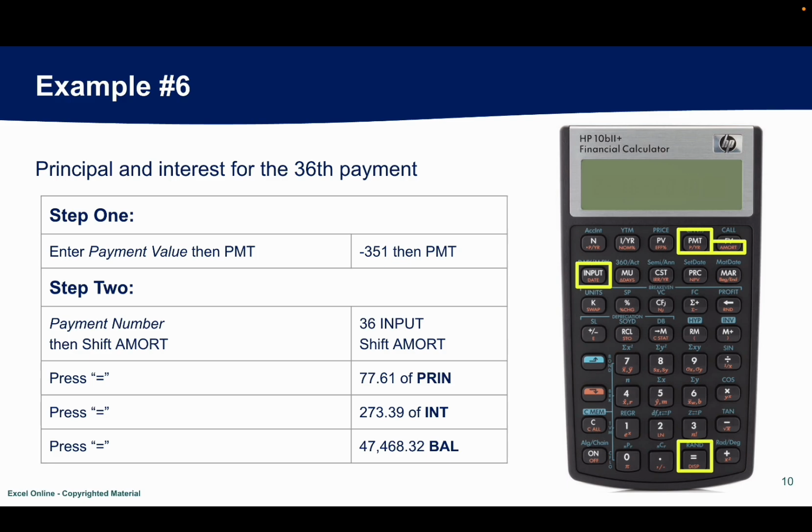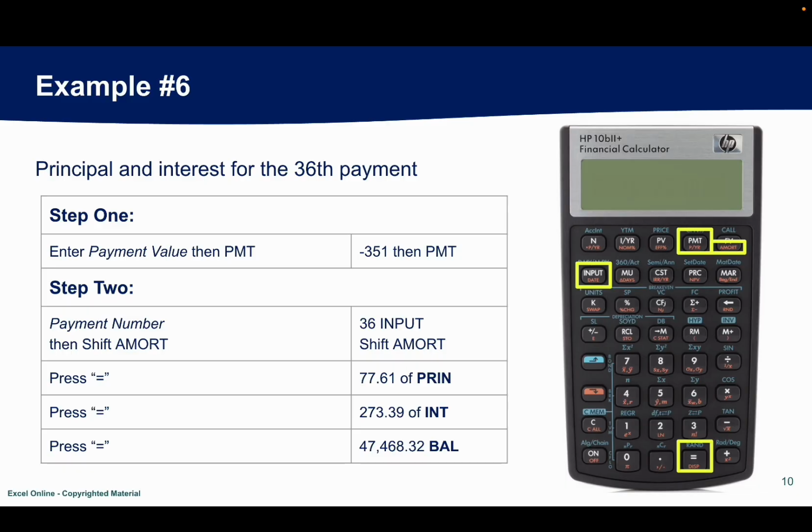This time, it displays 36-36 on the calculator. It is pinpointing this single payment, payment number 36 alone. Next, press equal, and it will display 77.61 as the amount that went towards the principal.